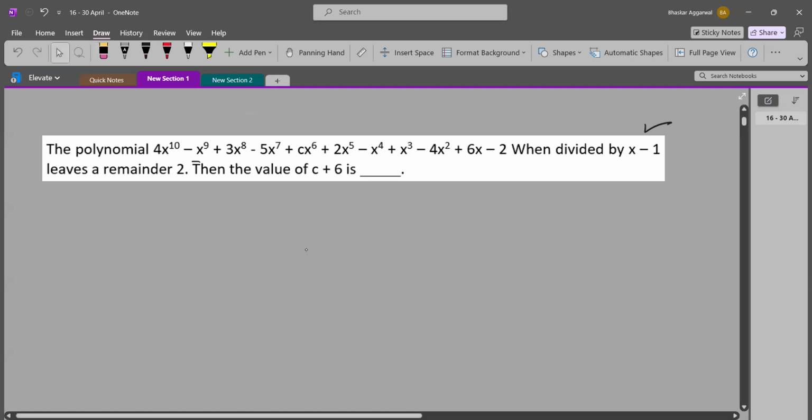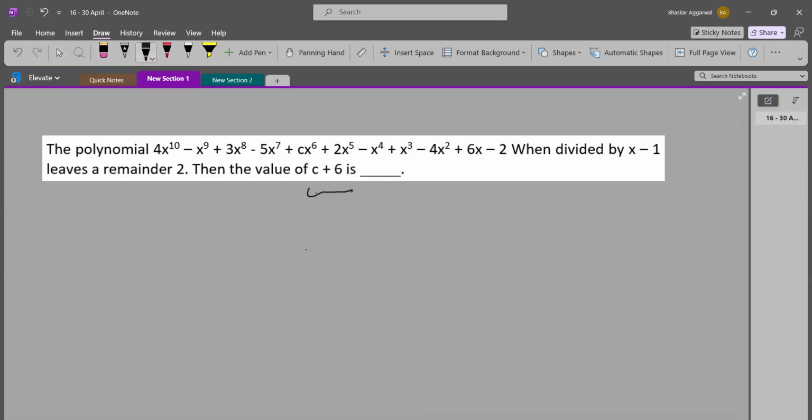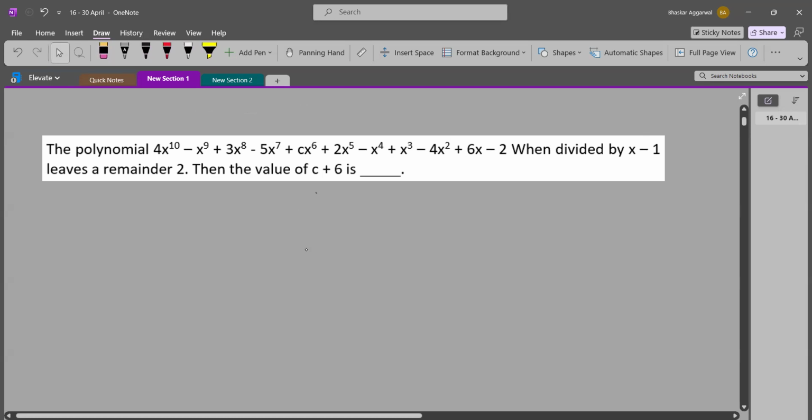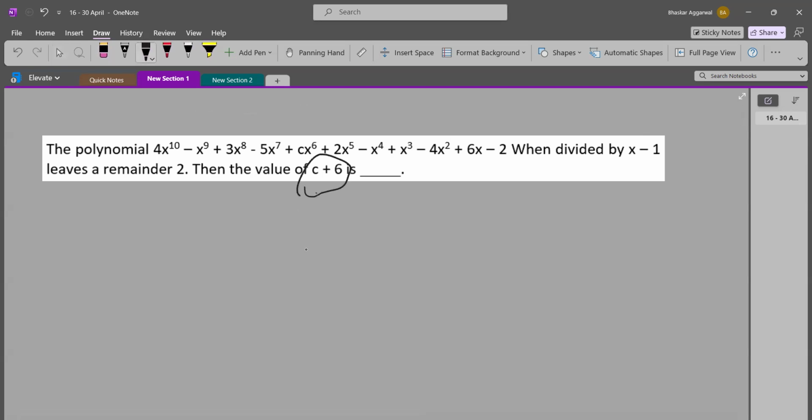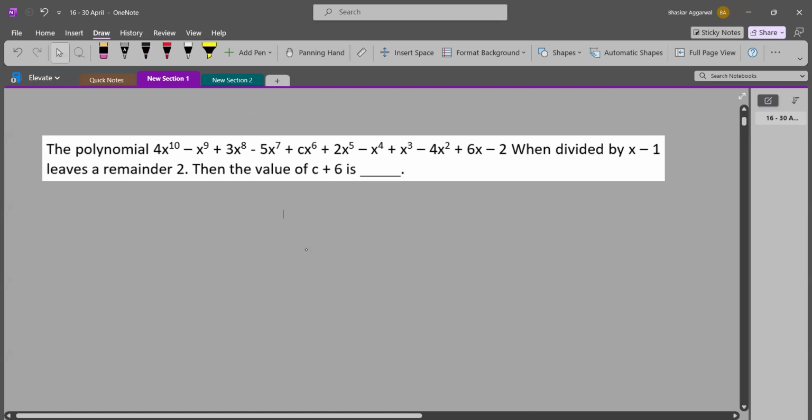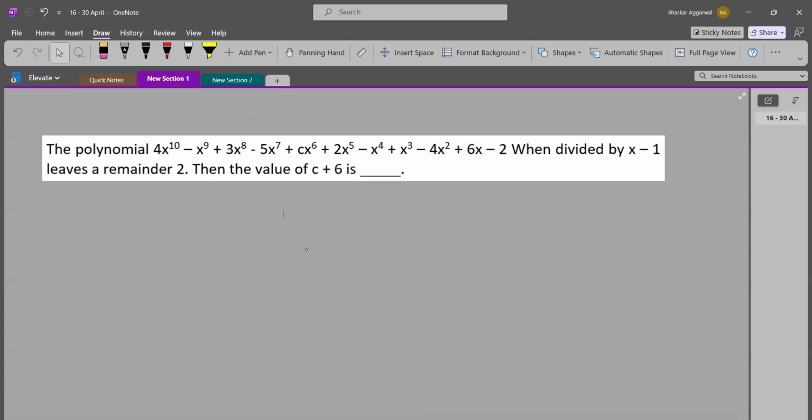So the question seems very easy. We can simply use the remainder theorem, and then we can get the value of c. And once we have c, we can get the value of c plus 6. Right? Hopefully the value of c will be negative. That is why we have to find the value of c plus 6, so that the final answer becomes positive, because in the QASA section we only get positive integer answers.